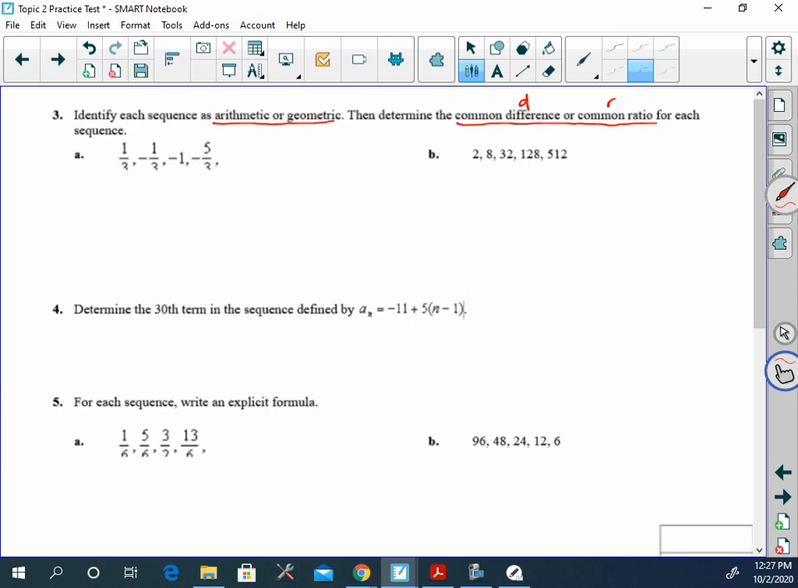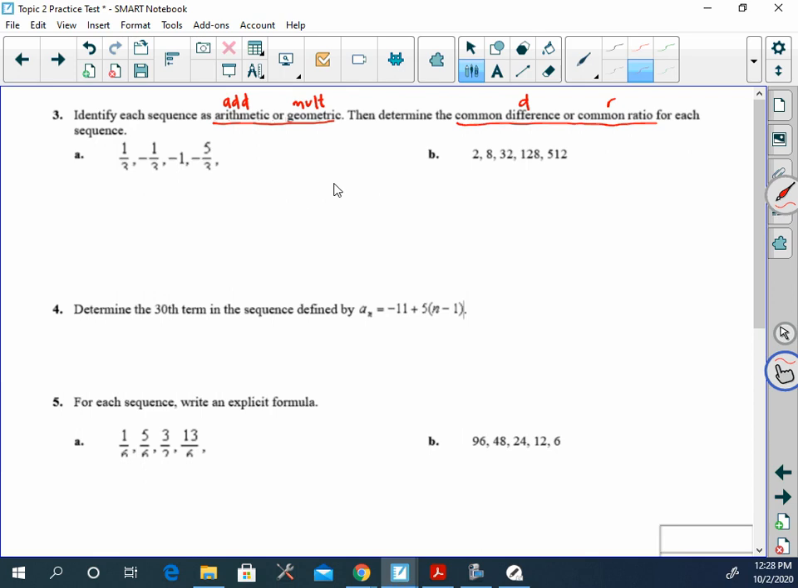And there's different ways that people go about doing it, but really you're just trying to see if you're adding the same thing each time or subtracting. That means you're just adding a negative. That's arithmetic. And with geometric, it's when you're multiplying. Or if you're dividing, that's the same as multiplying by a fraction, like 1 over whatever you're dividing by. So sometimes you'll see that.